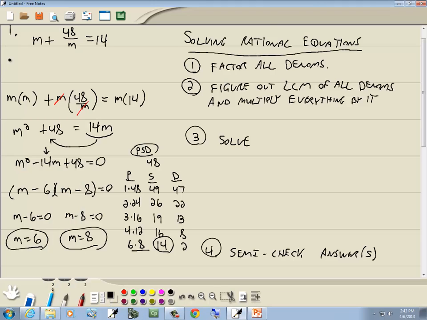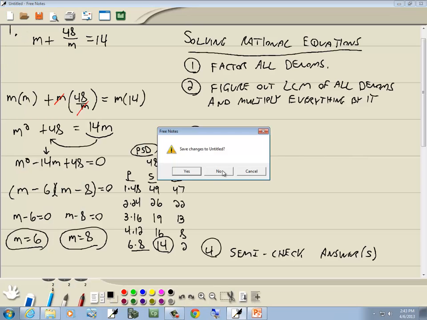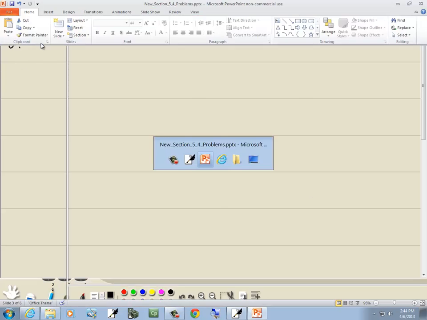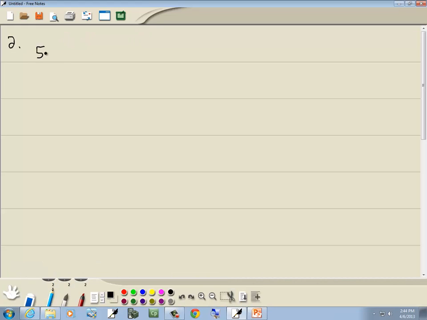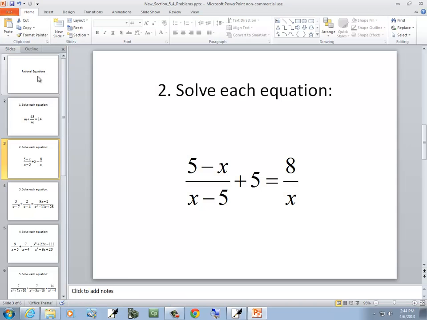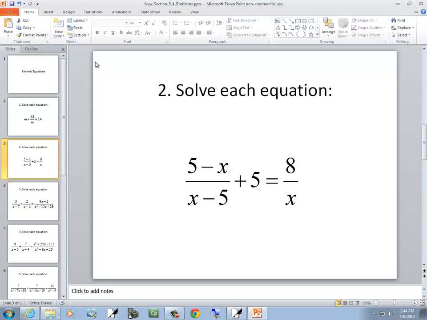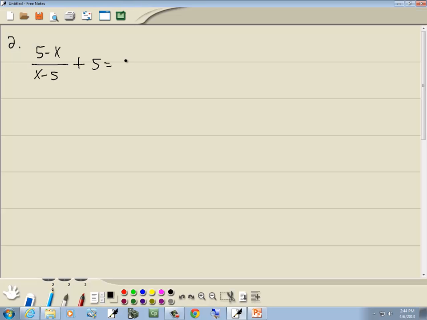Let's take a look at our next problem. 5 minus x over x minus 5 plus 5 equals 8 over x. This one's actually got a shortcut that I'm going to ignore. Notice how this is 5 minus x and this is x minus 5.